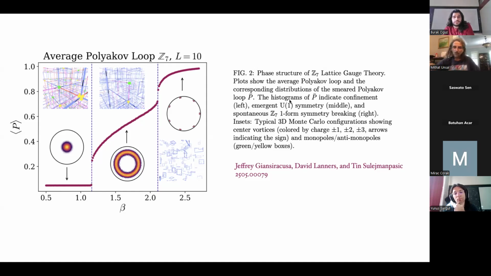Thanks. Okay, any other question? If no one has, I will ask a question. So you mentioned the center vortices and monopoles. In D equals 4, we also have Yang-Mills instantons. How do they enter the story?